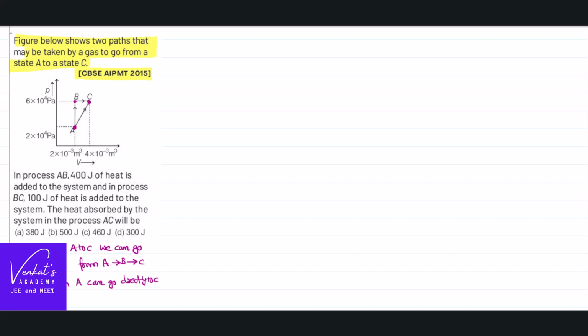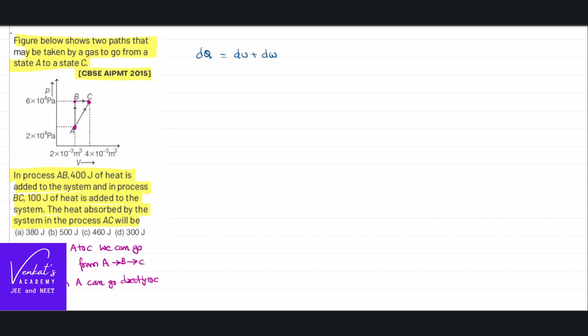Then in the process AB, you can see in the diagram, 500 joules of heat is given, and in the process BC, 100 joules of heat is added to the system. The heat absorbed by the system in the process AC will be how much? That's the question. So according to the first law of thermodynamics, the heat supplied to the system equals the change in internal energy and the external work done by it.